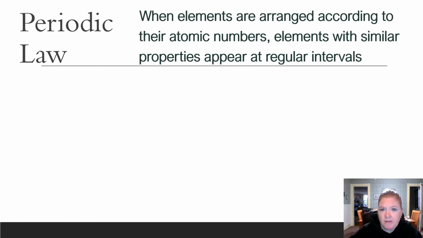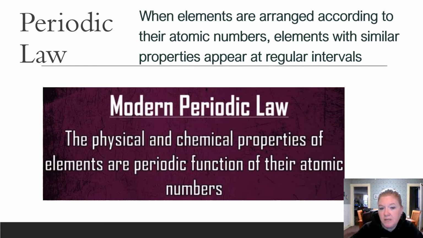So what is the periodic law? When we arrange the elements according to their atomic numbers, elements with similar properties appear at regular intervals. And remember, that is because of the valence electrons. So the elements in group 1 are all going to have one valence electron. So the properties repeat because of the valence electrons, the way that the periodic table is arranged. So again, the periodic law states that physical and chemical properties of elements periodically repeat based on their atomic numbers, but it ties to, remember, valence electrons.